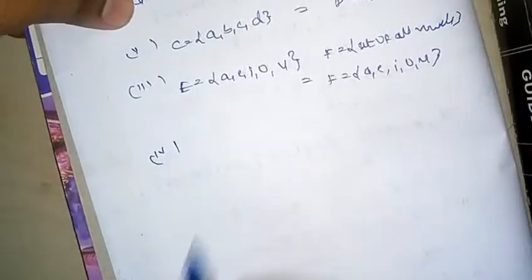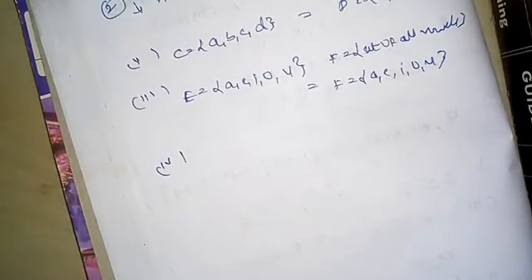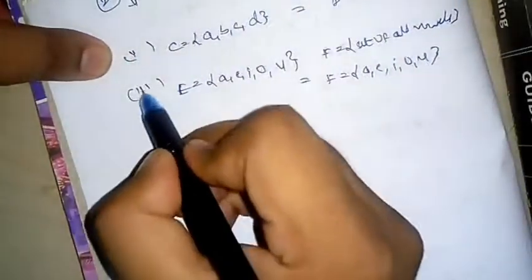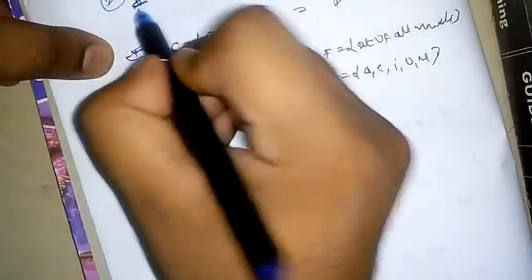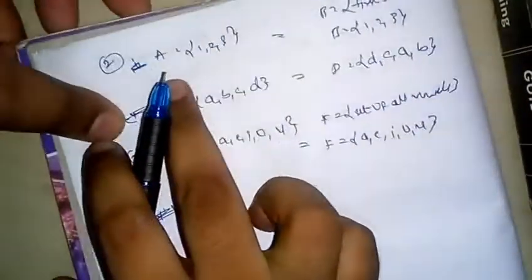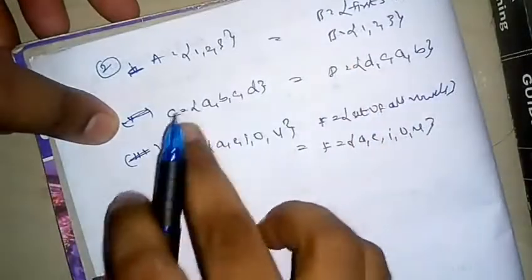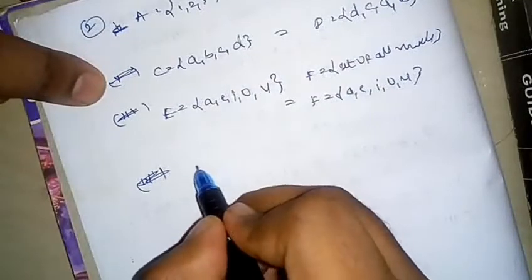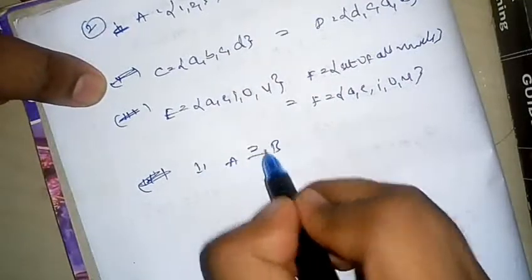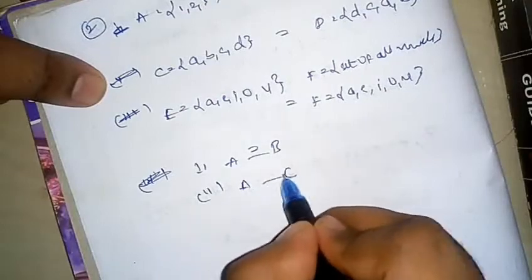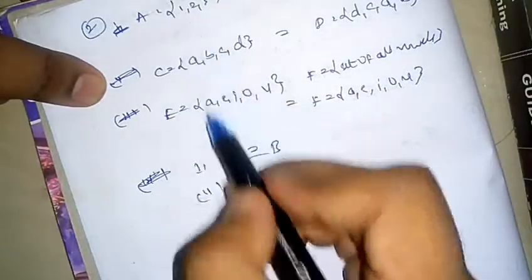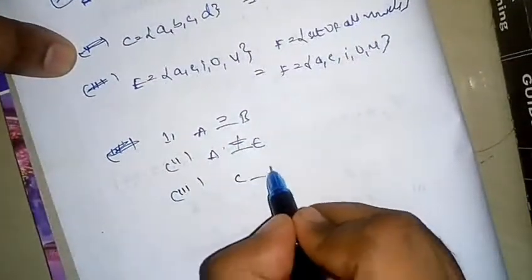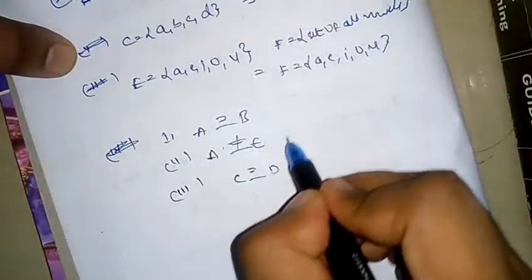Fourth one, so these are all numbers. These are the sets given. What you observe here is A is equal to B, C is equal to D, and E is equal to F. Now if you fill the first one, A dash B, A is equal to B. Second one, A dash E. A is not equal to E, because one is present in A and one is not present in E. Third one, C dash D. C and D are equal.